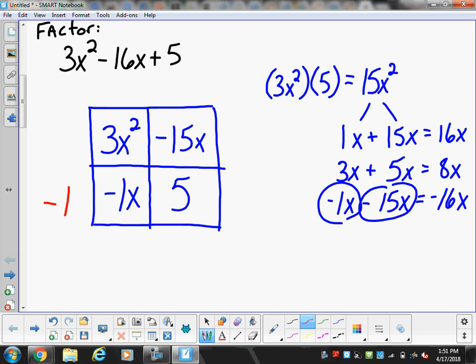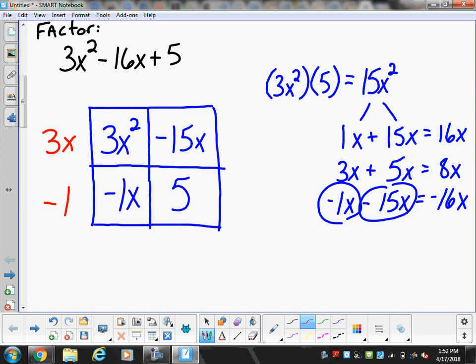Then that's next up here, the first row: 3x squared and negative 15x. What do they have in common? The 3 and the 15 have a 3 in common because they both are divisible by 3. And they both have an x. I'm going to make this positive because the one closest to it right here is positive. So I'll pull out the 3x. Okay, so I found the common factors of both rows.